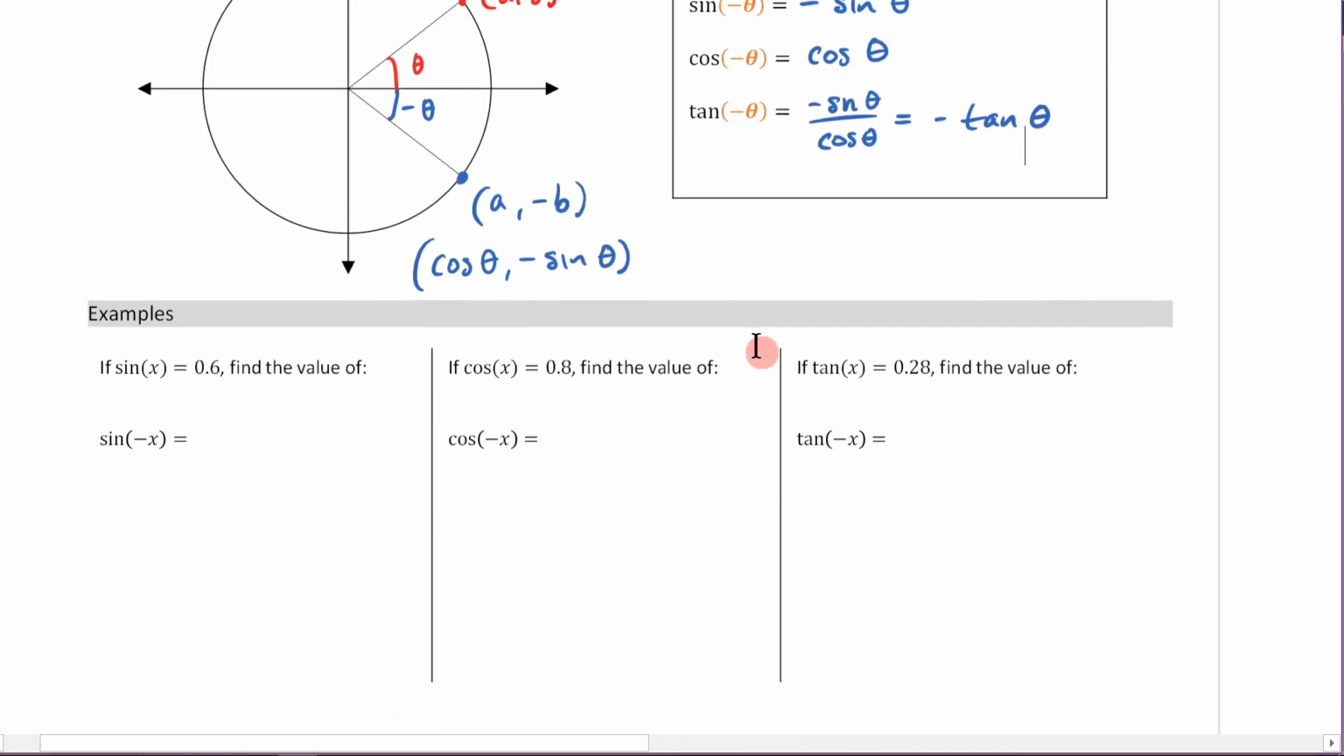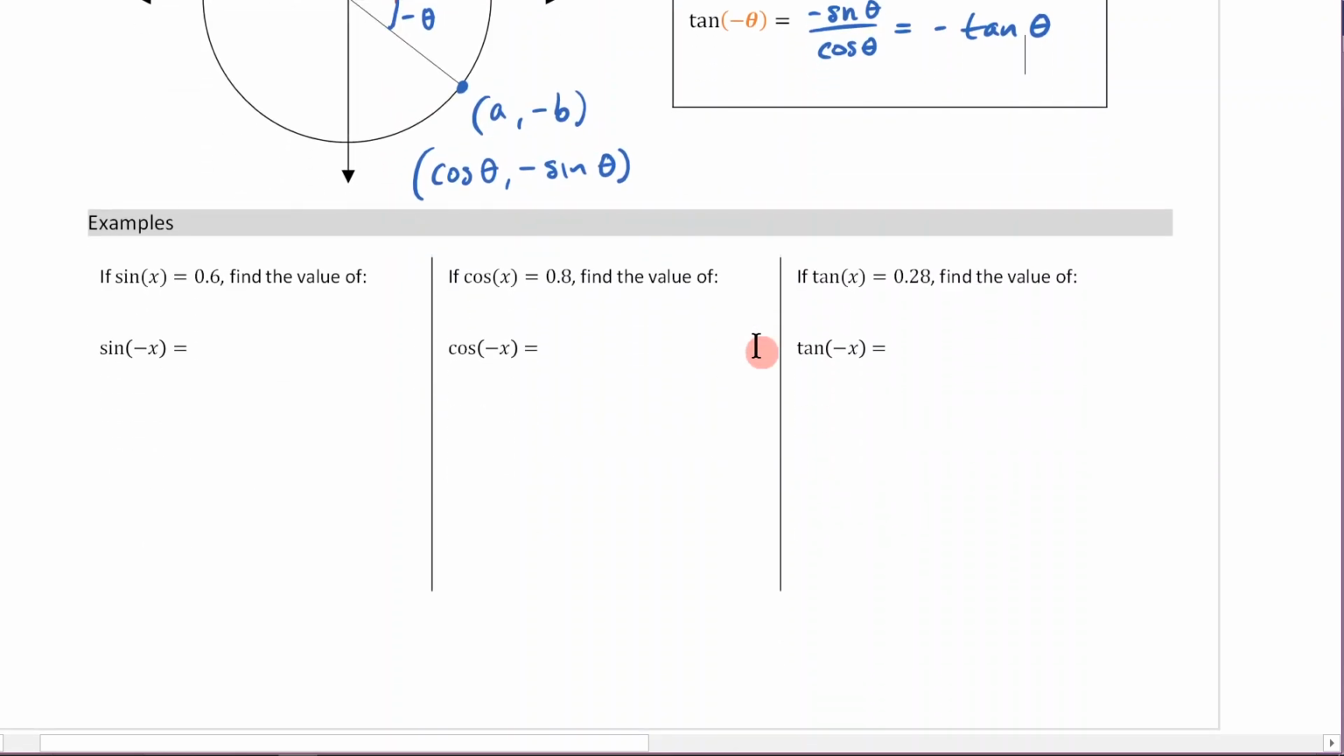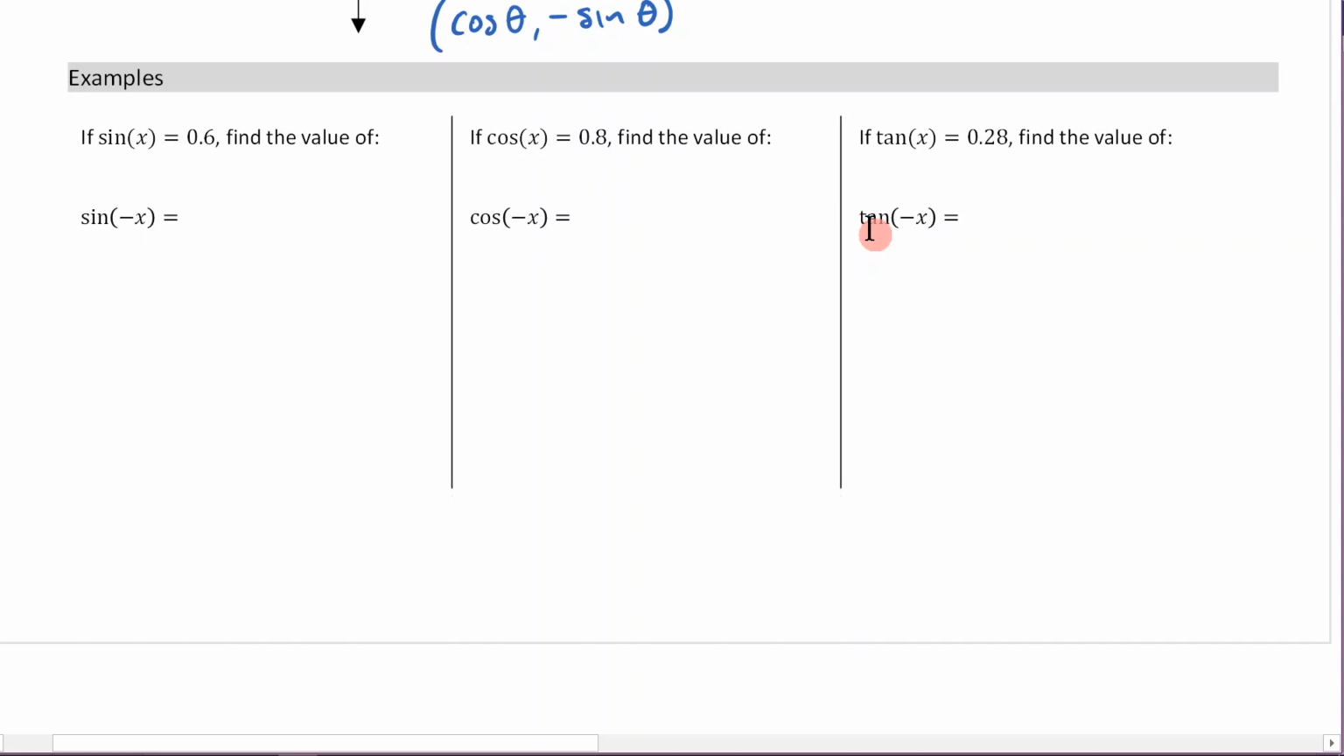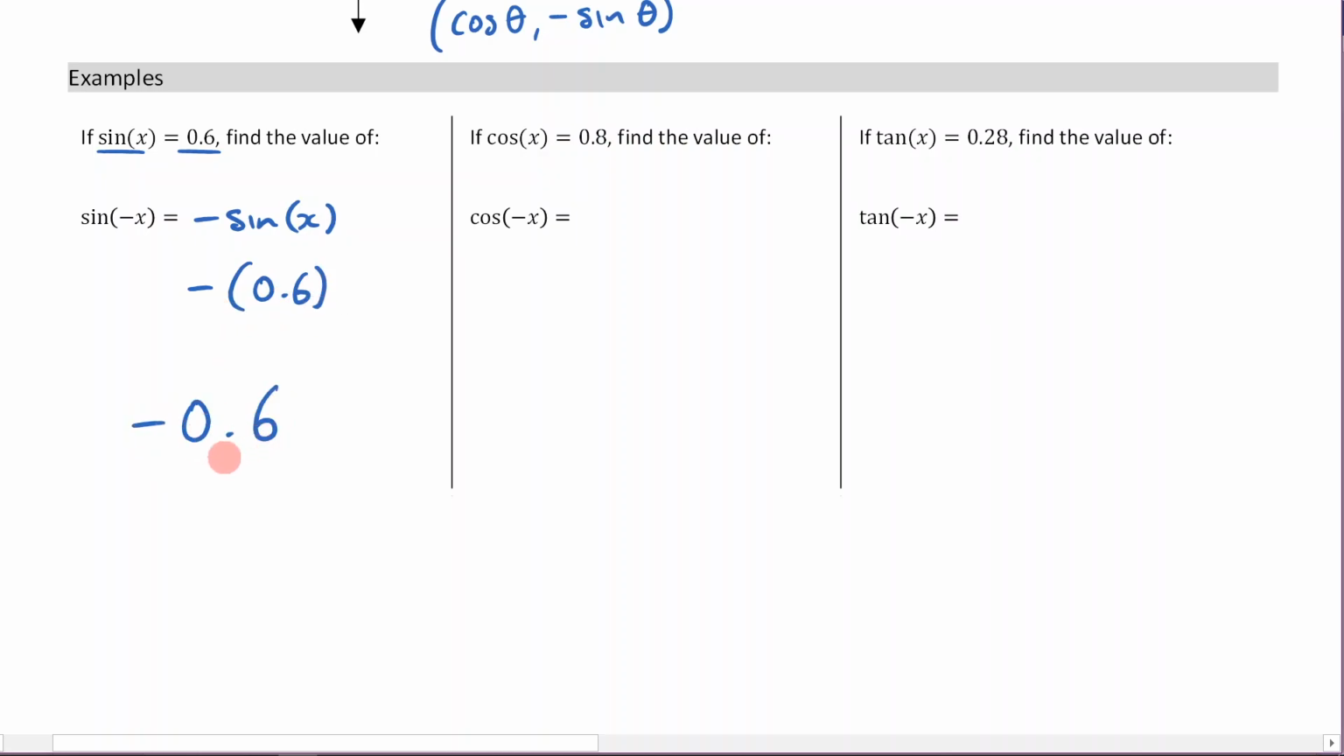And now, let's keep on going. We can come over here now and we can say, all right, if I have sine of negative x, and sine of x is equal to 0.6, let's remember our rule. If I have sine of a negative angle, that just means I have negative sine of that angle. And if I know that sine of x is equal to 0.6, then keeping that negative out there, my answer is going to be negative 0.6.